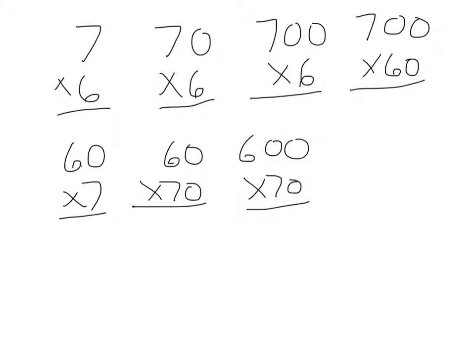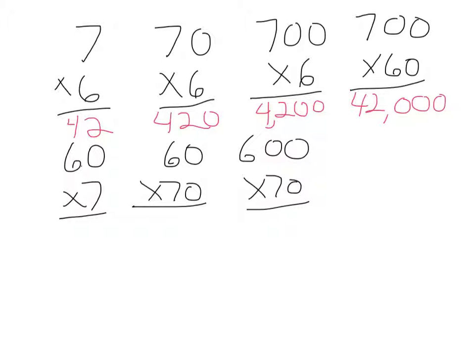Okay, hopefully your work is done. Now here are your answers. The first answer is 42. The second answer is 420. The third answer is 4,200. The next answer is 42,000. Then we have 7 times 60, and we have 420. 60 times 70 is 4,200. And finally, 600 times 70: 6 times 7 is 42, and we have 3 zeros. So hopefully you got all of these right.